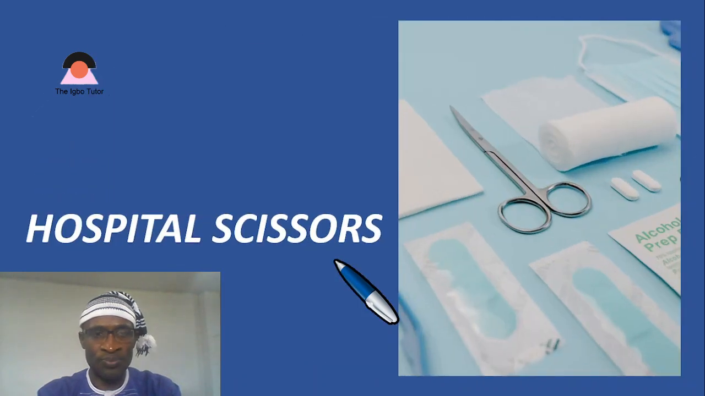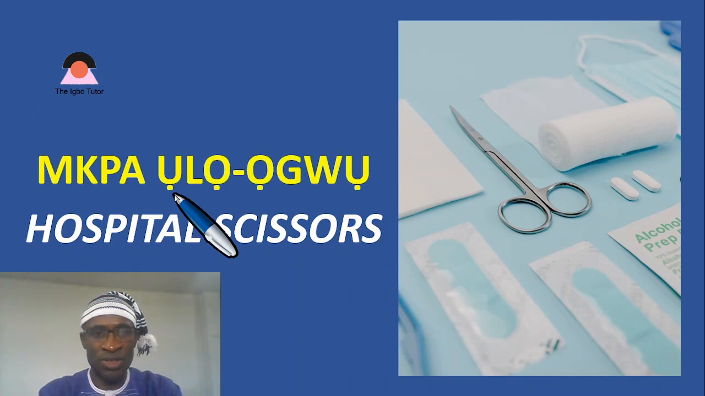What's the next term? The next term is hospital scissors. And what do we call that in Igbo language? We call it mkpa ụlọ ọgwụ. Of course, by now you should have known that ụlọ ọgwụ means hospital, but mkpa means scissors. So mkpa ụlọ ọgwụ is hospital scissors.